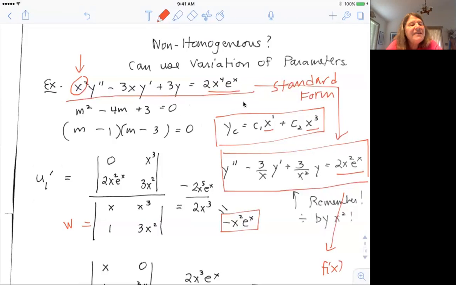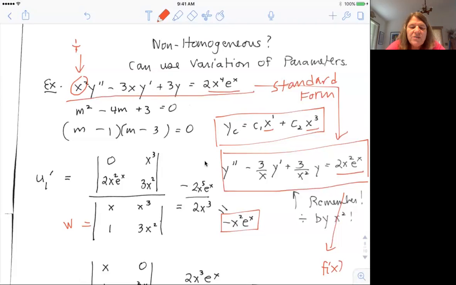Now, here's the thing that I told you yesterday. Do not forget. You have got to identify what this function is right here, but you do not identify it until you get this in standard form. So you've got to divide through by x squared. You've got to divide through by that, okay? Or you will get the wrong thing in your Wronskians.